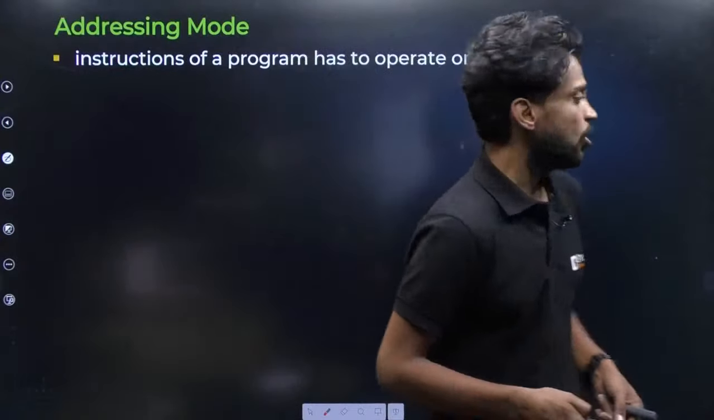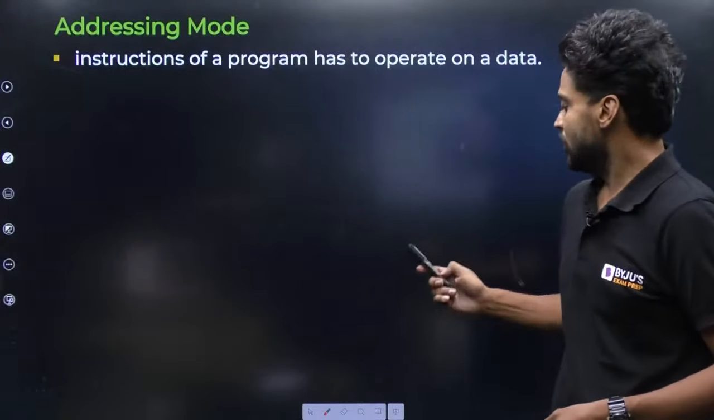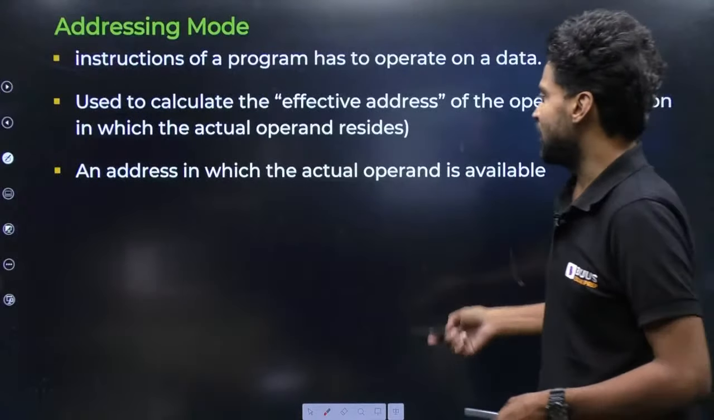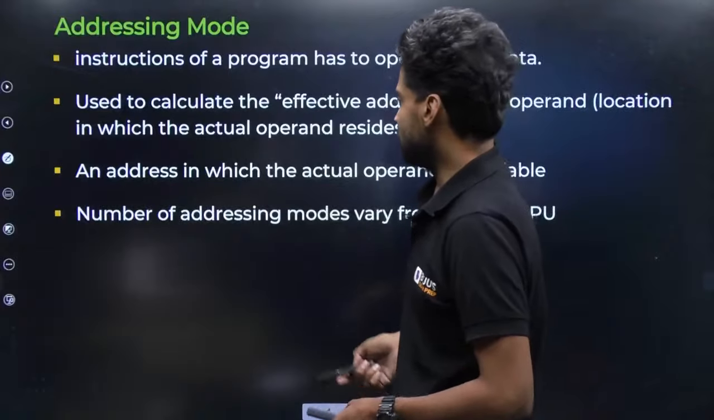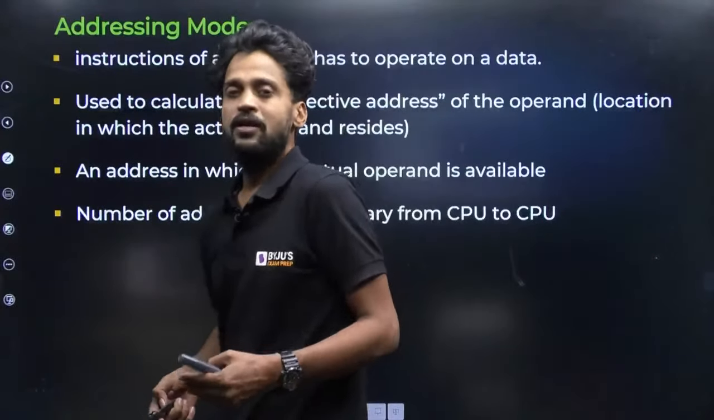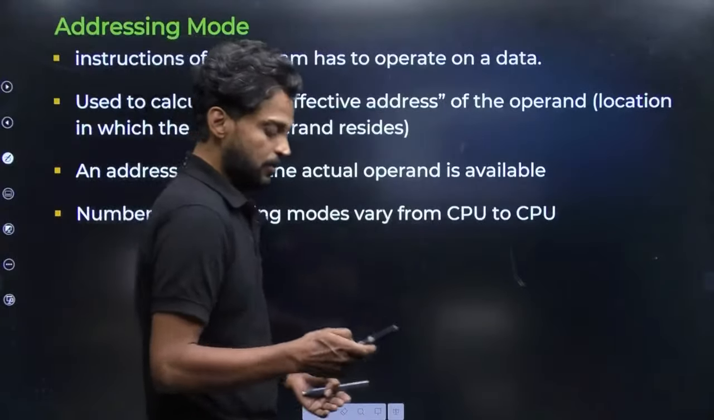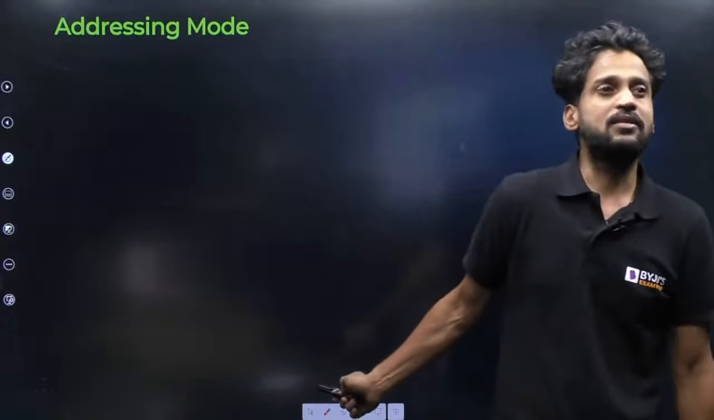Instructions of a program have to operate on data, as I already told you, and an addressing mode is used to calculate the effective address. It is an address in which the actual operand is available. Now, the number of addressing modes varies from processor to processor, as I already told you, and let us start with the addressing modes.